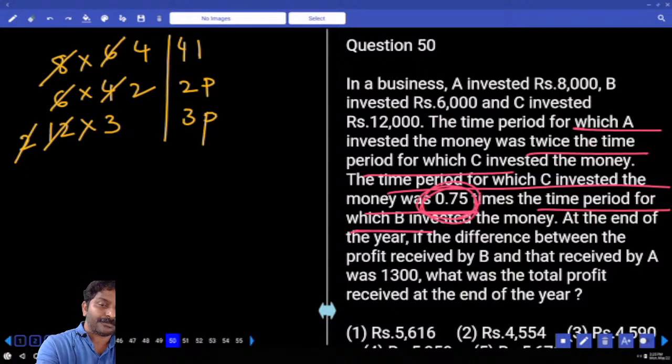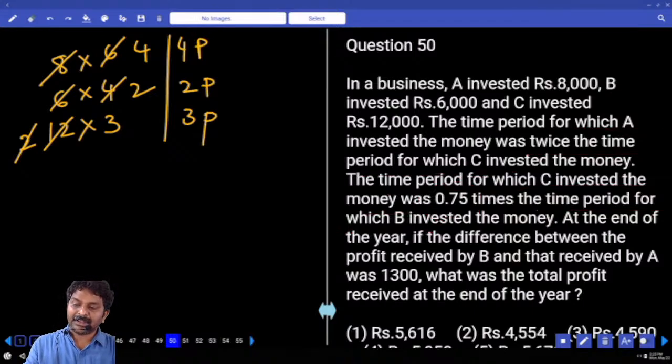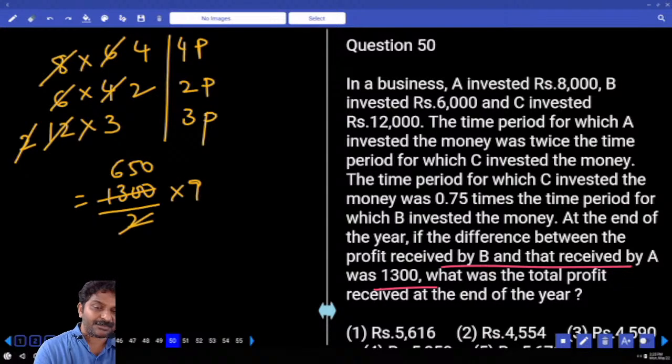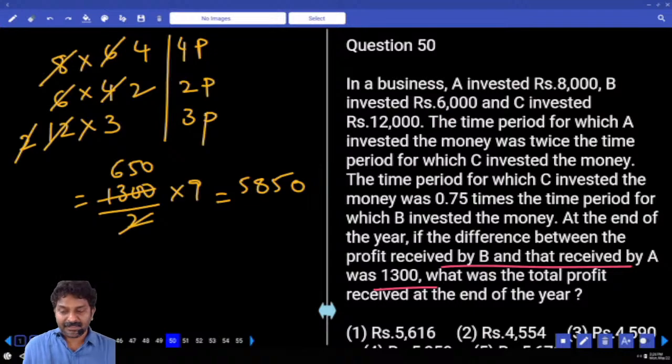Total how many parts? Now 1,300 is the difference made by B and A, right? How many parts is that? So 1,300 is equal to 2 parts, 1 part value is 650. Total profit 9 parts. 650 times 9, in the sense 10 times minus 1 time, 5850.